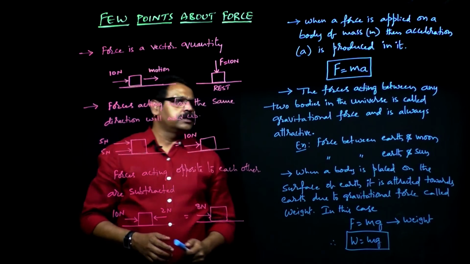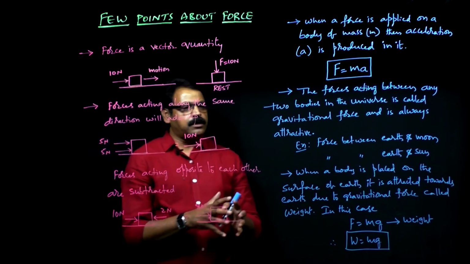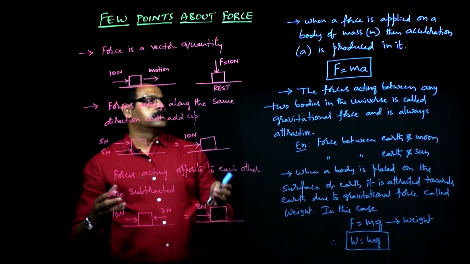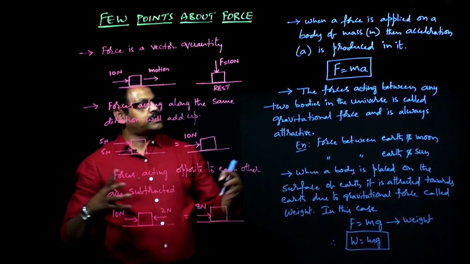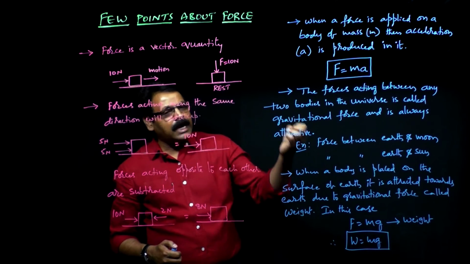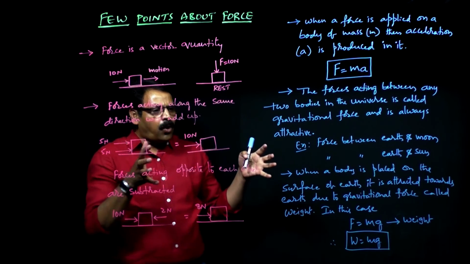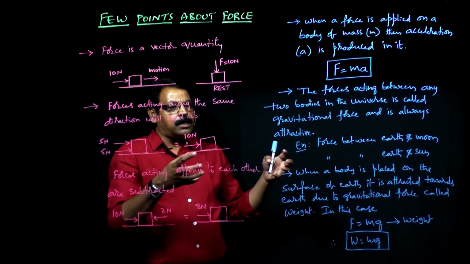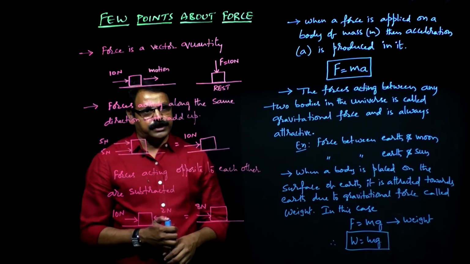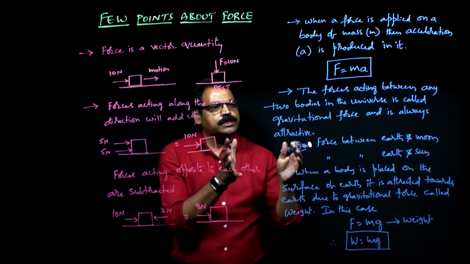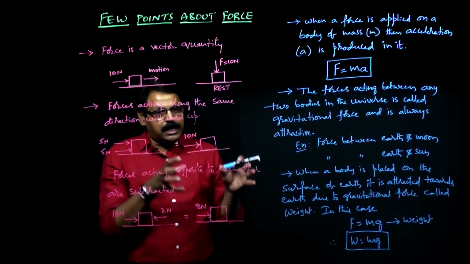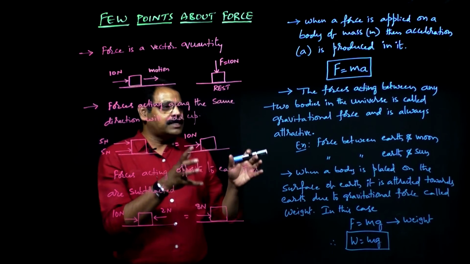Coming to the next point, gravitational force. Our universe is made up of so many planets. You have satellites and some other heavenly bodies. Every body in the universe attracts every other body. That means all these heavenly bodies are bound by some forces which are called gravitational forces. A gravitational force is nothing but the force acting between two bodies in the universe, and this gravitational force is always attractive.